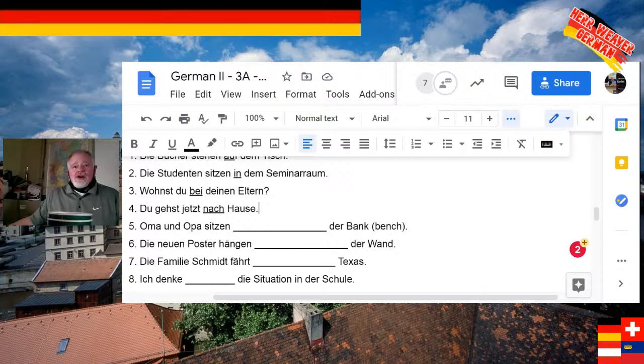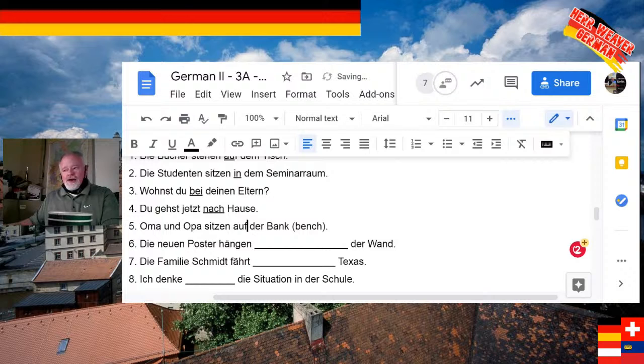We say sitting on, that means it doesn't matter what the situation is, what about the place where you're sitting? Look at me right here. Auf. Yes, because where you sit is horizontal. Auf der Bank.